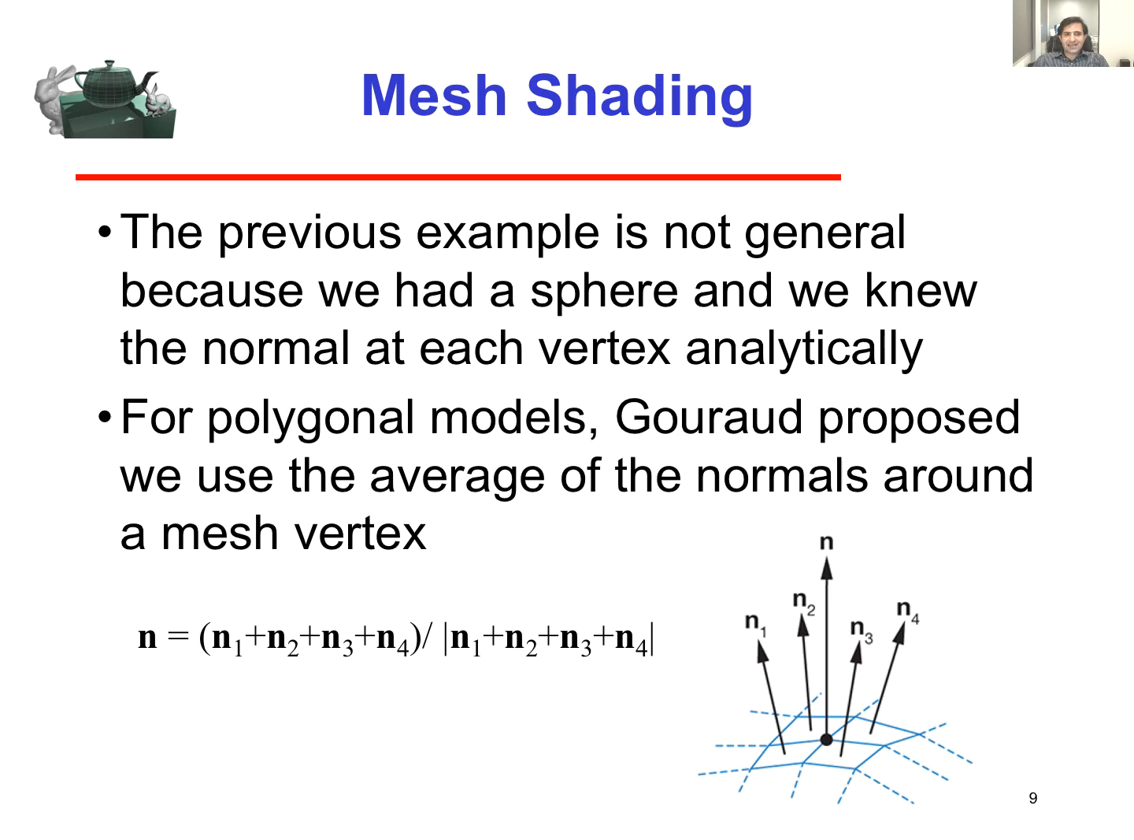The previous example is not general because we had a sphere and we knew the normal at each vertex analytically. What if we have a general polygonal mesh? Mathematically, there is no normal, for example, for a point like this, because there is a discontinuity. This point is shared between 4 polygons that have a slightly different orientation each.